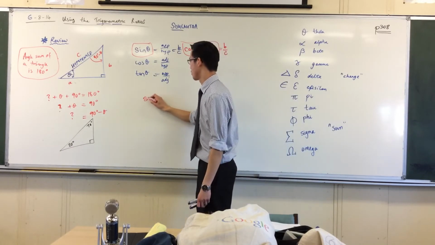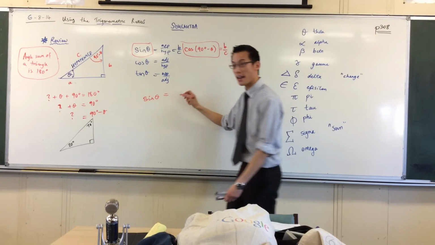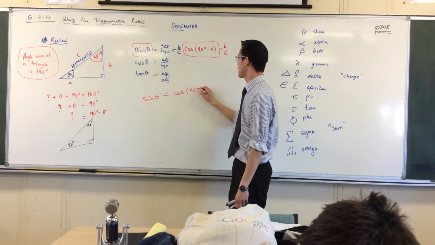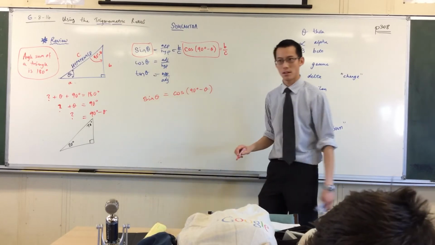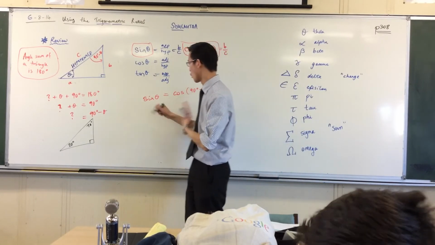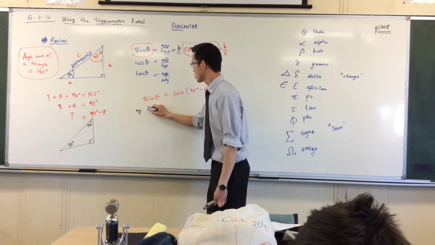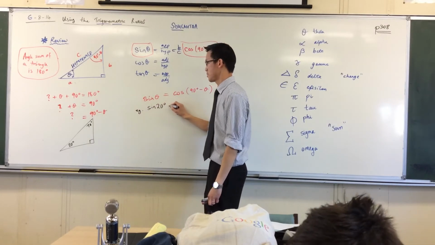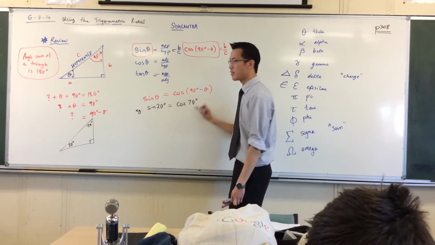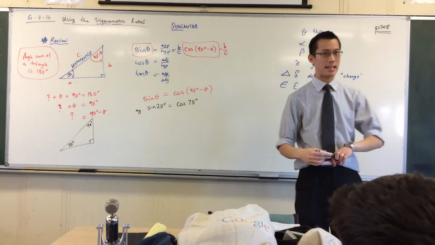Let me just write this out for you. I'd love you to write this out too. Sine theta equals cos of 90 minus theta. And the example we gave down here was, for example, sine of 20 degrees should be equal to cos of 70 degrees. Now, I want you to go back to yesterday's notes.